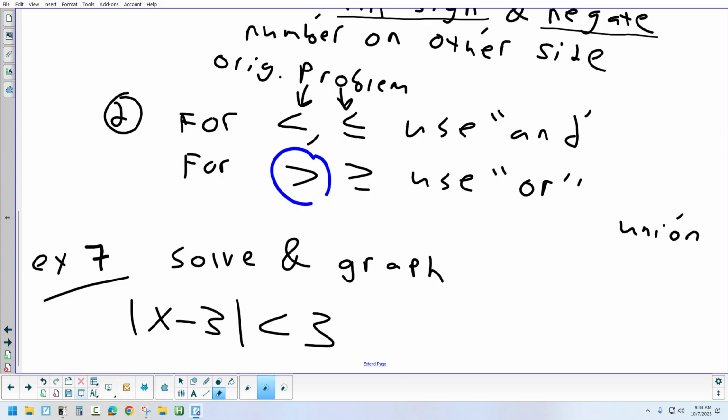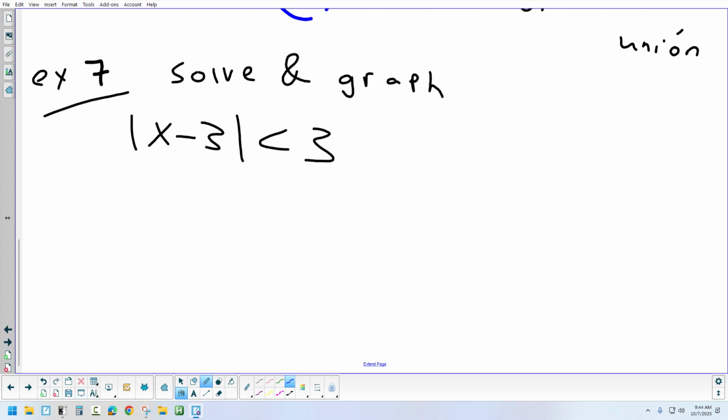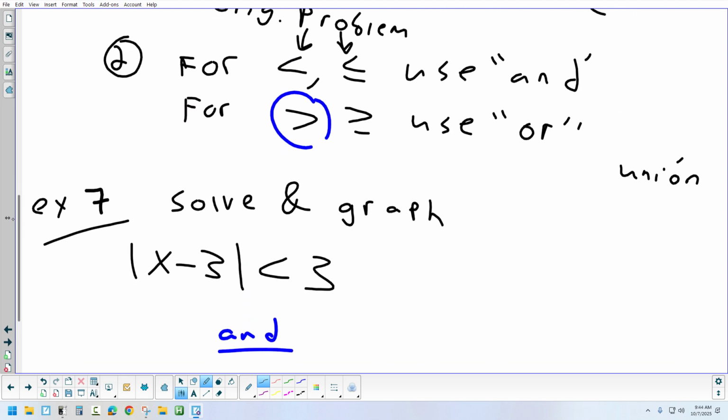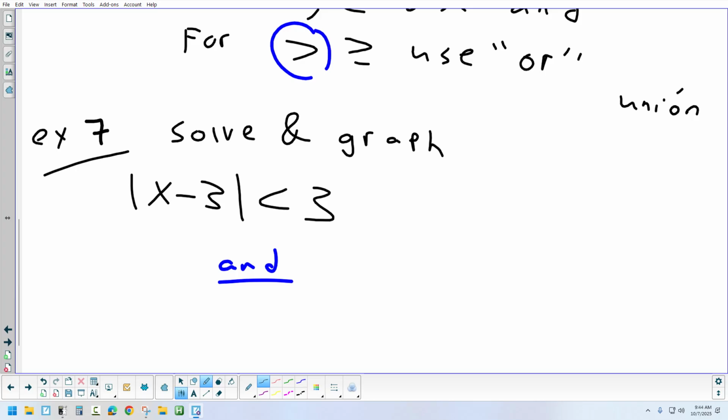All right, let's try one of those. Before we even split it, we can already tell, is this problem an and or an or? And it's an and, because it's a less than. Less than is an and. So if I want, I could put that down right now. And. Is the absolute value already isolated? Yes. Then we can split it into two problems.